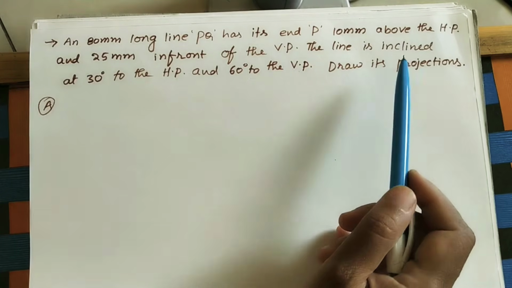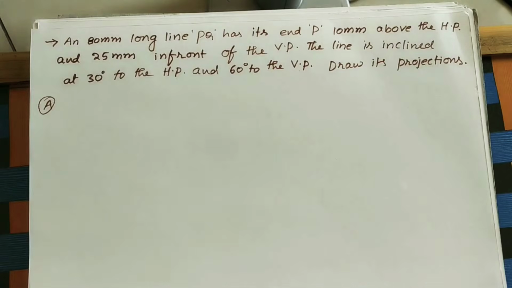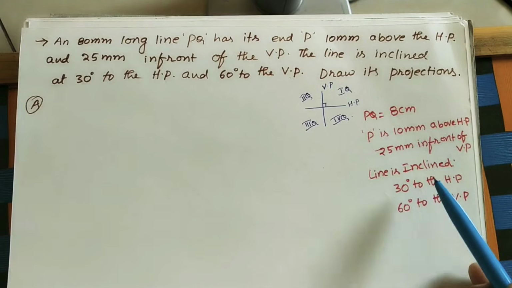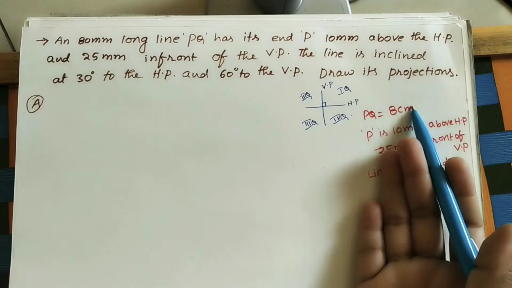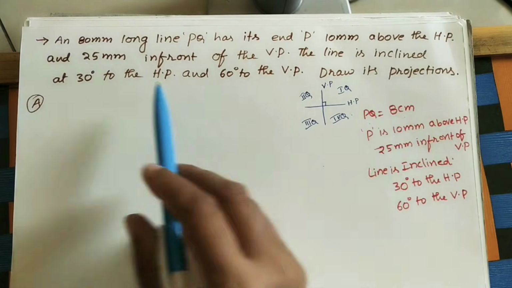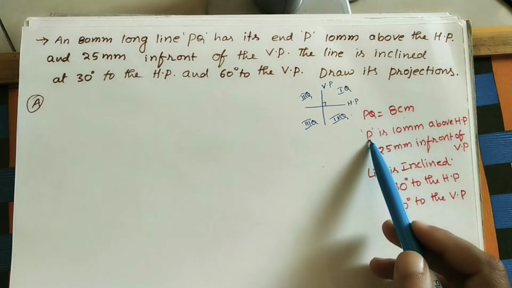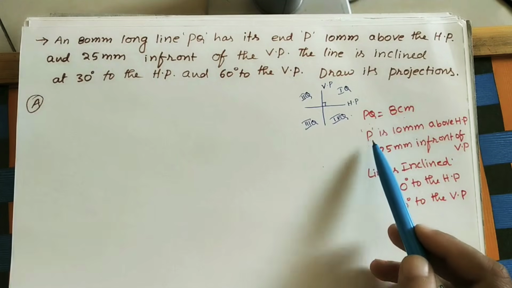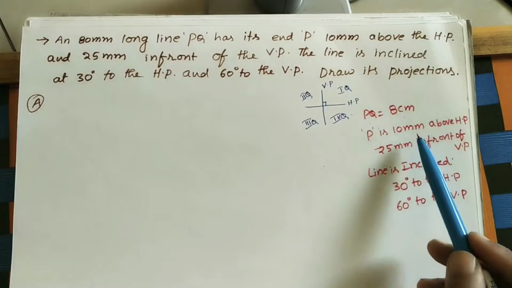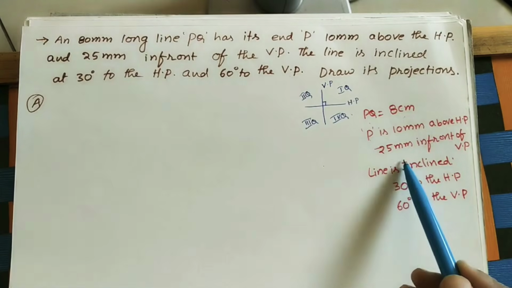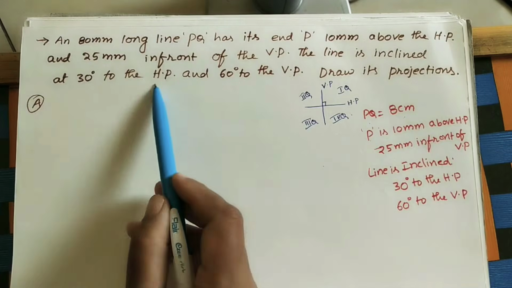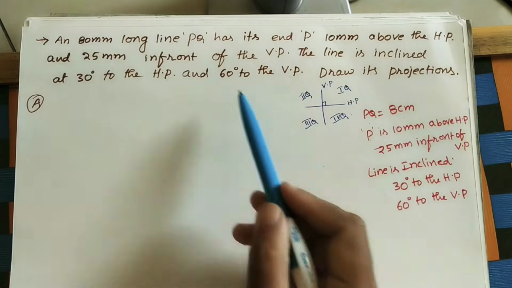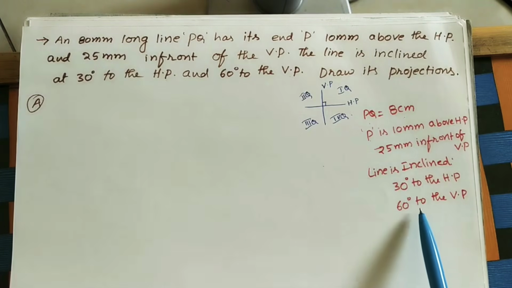Let us take the given data initially. In the sheet you need not write all the given data, you just have to do the diagram. For doing the diagram, roughly take this data. Here the PQ length is 8 cm and the P position is given; P is one of the ends. It is 10 mm above HP and 25 mm in front of VP. And the line is inclined at 30 degrees to the horizontal plane and 60 degrees to the vertical plane. Just the given data are written here.